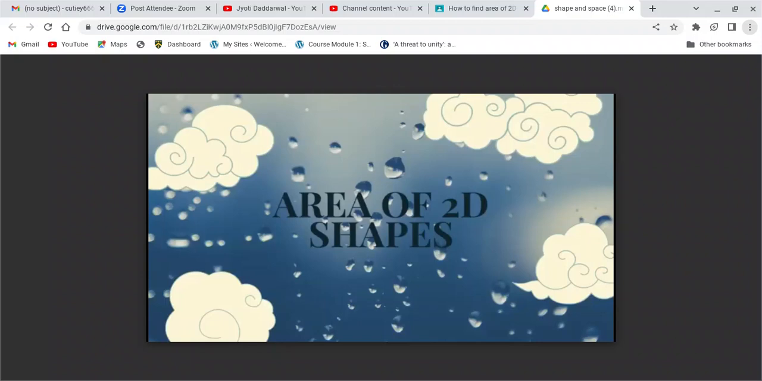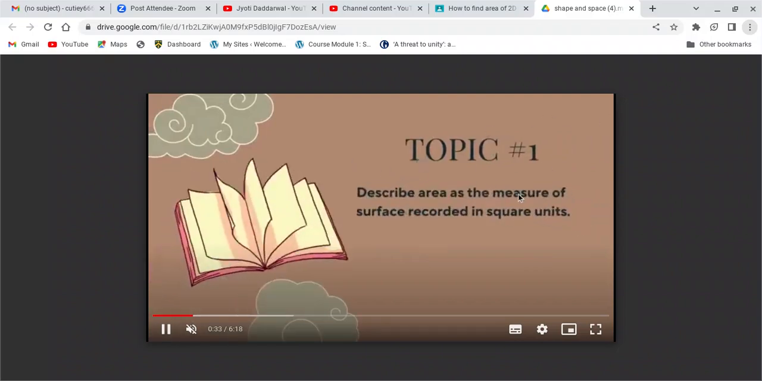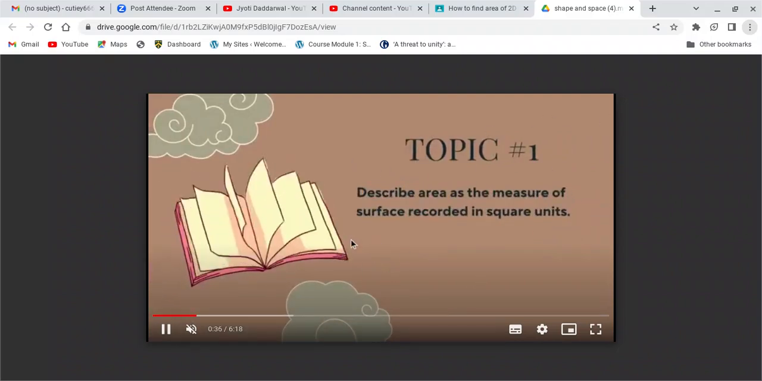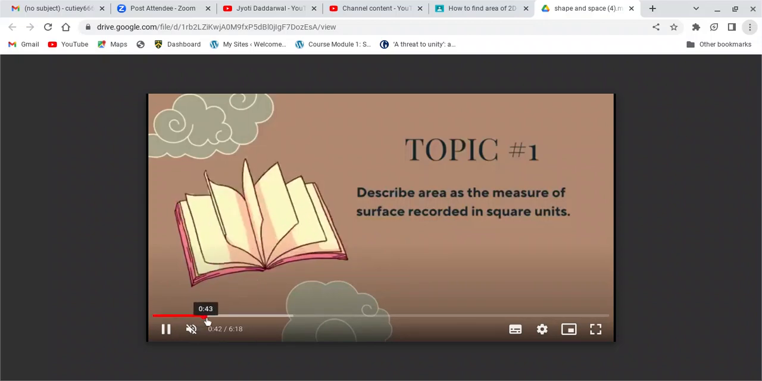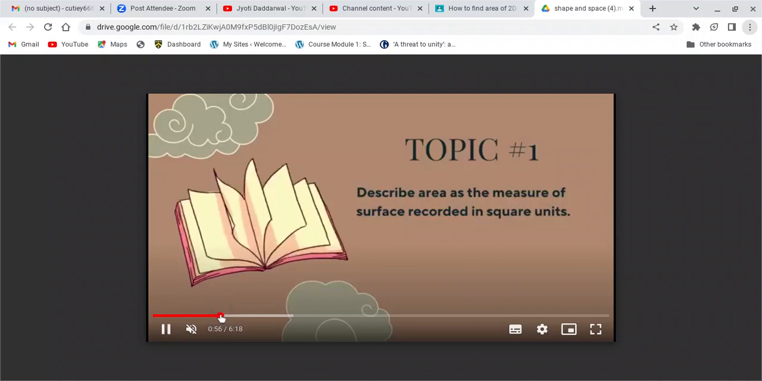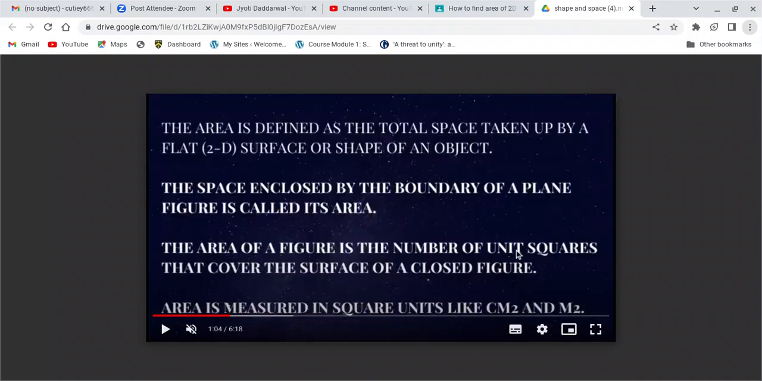So I started with areas of two-dimensional space, which includes topic one, describe. I asked them to describe the area of a major surface recorded in square units. This is my first topic. Then I told them the area is defined as the total space taken up by a flat two-dimensional surface or shape of an object. The space enclosed by the boundary of a plane figure is called its area. The area of a figure is the number of unit squares that cover the surface of a closed figure.